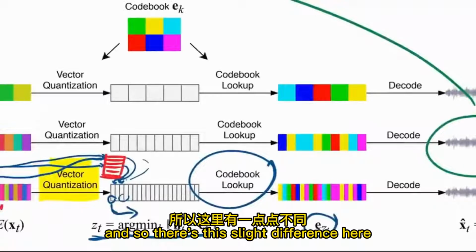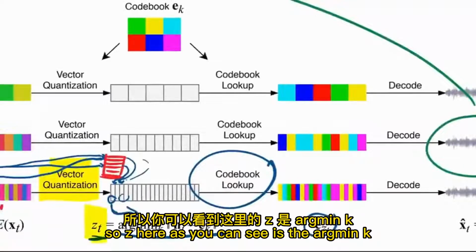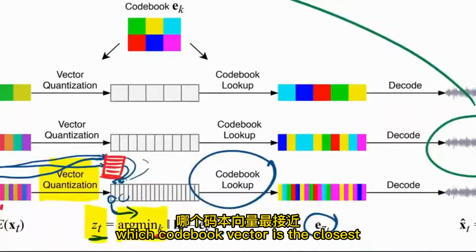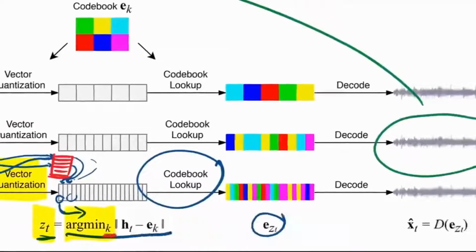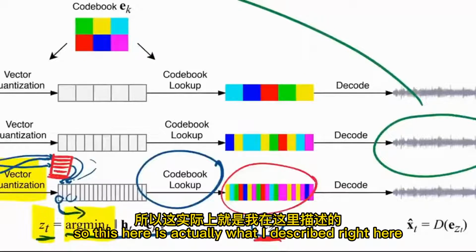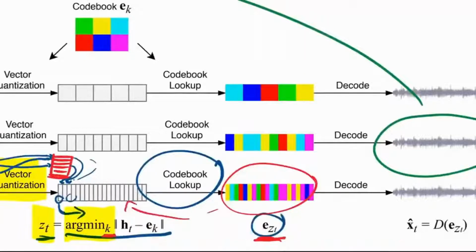And so there's this slight difference here. So z here, as you can see, is the argmin over k. So the argmin, that is the actual number k, which codebook vector is the closest. And then this e_z_t will be the actual vectors. So this here is actually what I described right here.